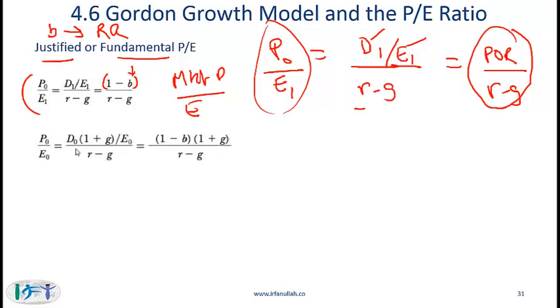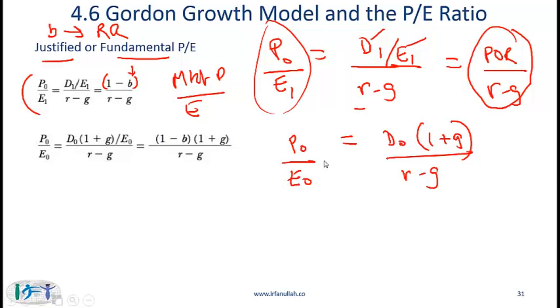What about the trailing PE? The trailing PE is P0 over E0, and here again we look at the justified or the fundamental trailing PE. I'll just show you the mathematics here. We use the same expression, P0 is equal to D0 into 1 plus G divided by R minus G. So this is simply D1, same formula. But since we want the trailing PE, we will now divide by E0. So divide the left by E0, so you also divide the right by E0.